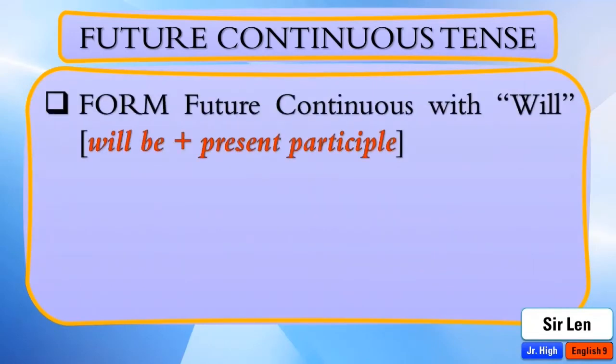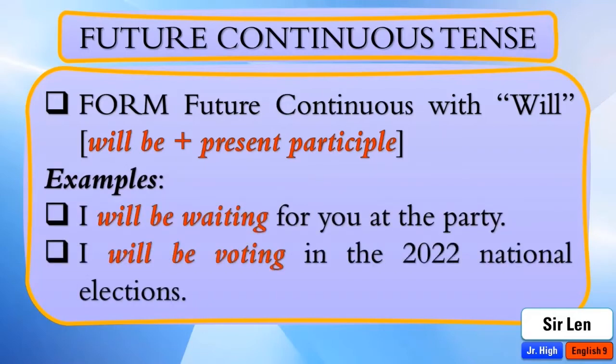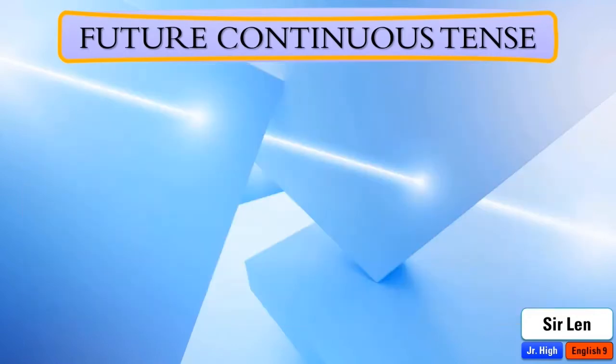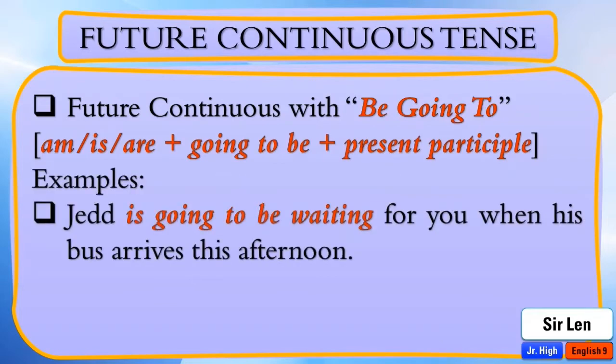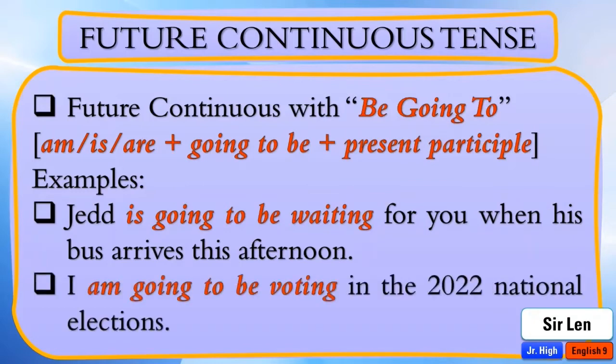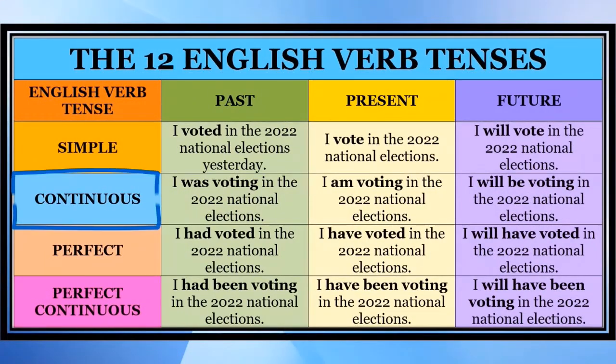The future continuous with will be plus present participle. Examples: I will be waiting for you at the party. I will be voting in the 2022 national elections. The future continuous with am, is, are plus going to be plus present participle. Examples: Jed is going to be waiting for you when his bus arrives this afternoon. I am going to be voting in the 2022 national elections. Those were the continuous tenses.